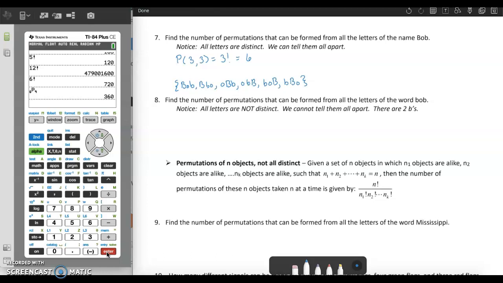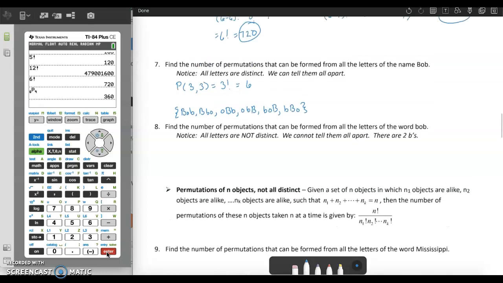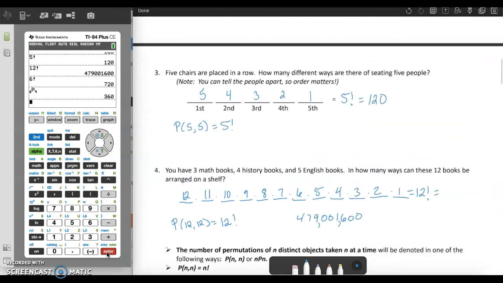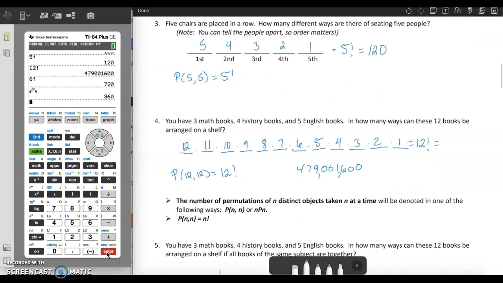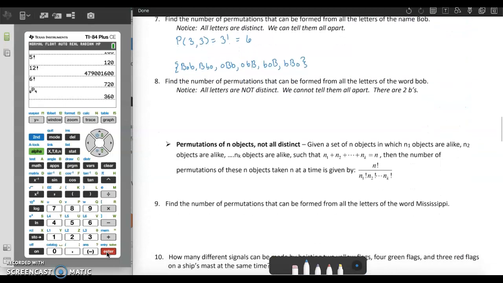Then it says, find the number of permutations that can be formed from the letters of the word lowercase b-o-b, Bob. Notice in this case, the letters are not distinct. We cannot tell them apart. Okay, well, this falls not into our original category. I'm going back up to the original. When we defined a permutation, it says you can tell all the objects apart. So all of a sudden we have a kink in this, in that what do we do if we cannot tell them apart? So we don't know a formula for this yet. Let's just try writing them out together.